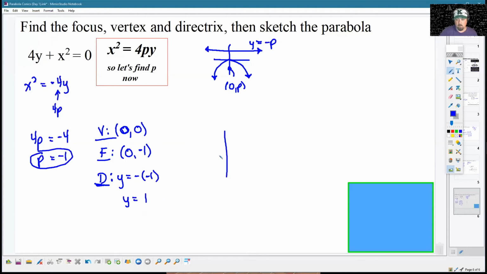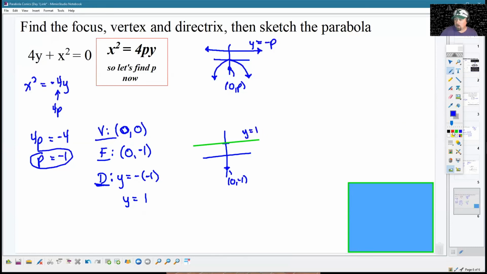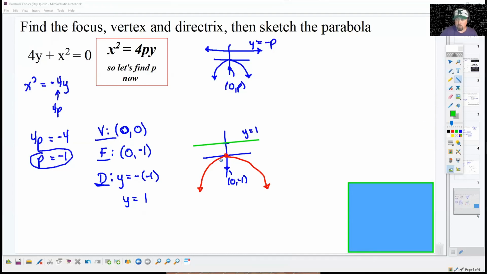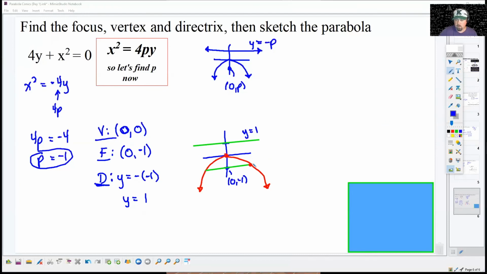So we could sketch this thing out, count up to 1, count down to 1. This is 0, negative 1. This right here is a line at y equals 1. And lastly, our vertex is right here. We know this is going to go like this, up and down. Now, one thing we can find is, because we know about the focal diameter here, we can find these other 2 points over here. Let's label them in blue.